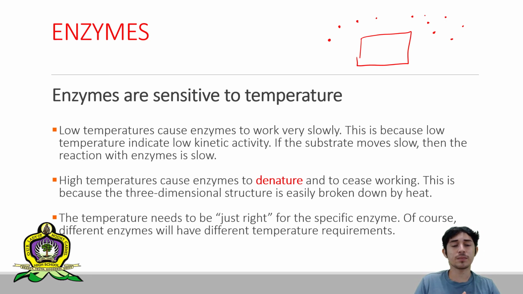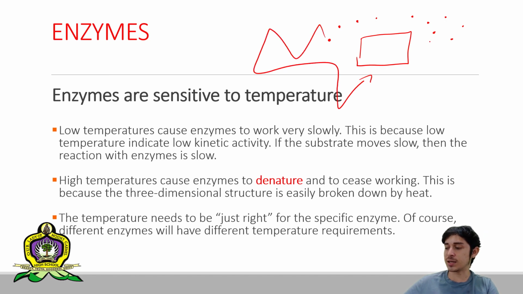So in a way, when the temperatures are too low, the enzyme is unable to work because the substrate is unable to move fast enough to reach the enzyme. So these are the substrates. In low temperature, they will move very sluggishly. Okay?